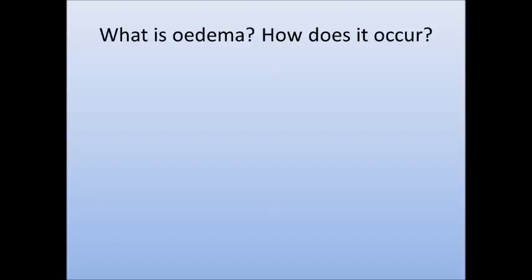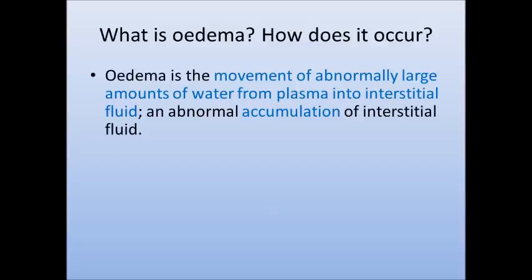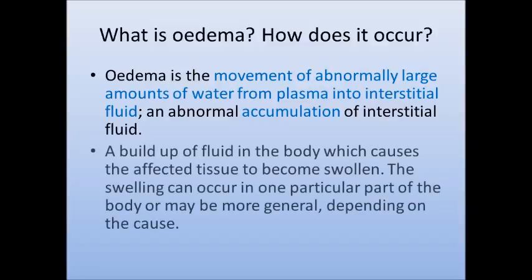Firstly, what is edema and how does it occur? Edema is the movement of abnormally large amounts of water from the plasma into the interstitial fluid. It can also be an abnormal accumulation of the interstitial fluid, a buildup of fluid in the body which causes the affected tissue to become swollen due to the fluids inside. The swelling can occur in one particular part of the body or may be more generalized depending on the cause.